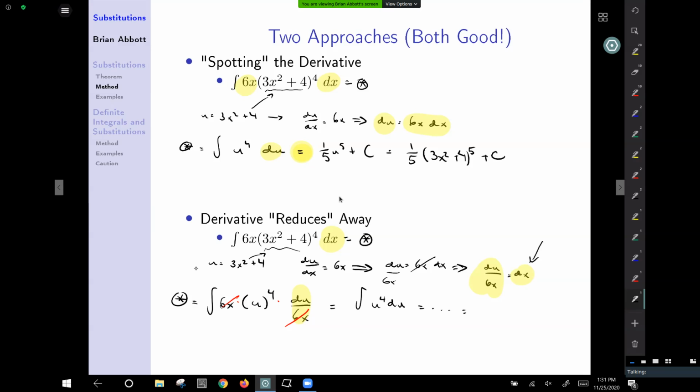We did it above, so we're just going to borrow our work from above and go straight to the punchline of 1/5 (3x squared plus 4), all raised to the 5th power, plus c, because it really is the same exact integral that we did above.